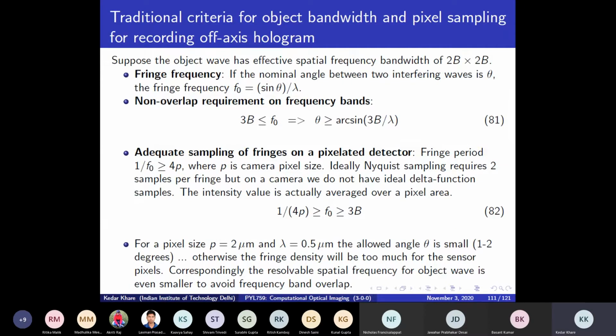And if the fringe period is very small, then I cannot really sample it correctly on the camera pixels. Because if the fringe period is very small, then one pixel may have several fringes, and then there is no way to represent the hologram function correctly.